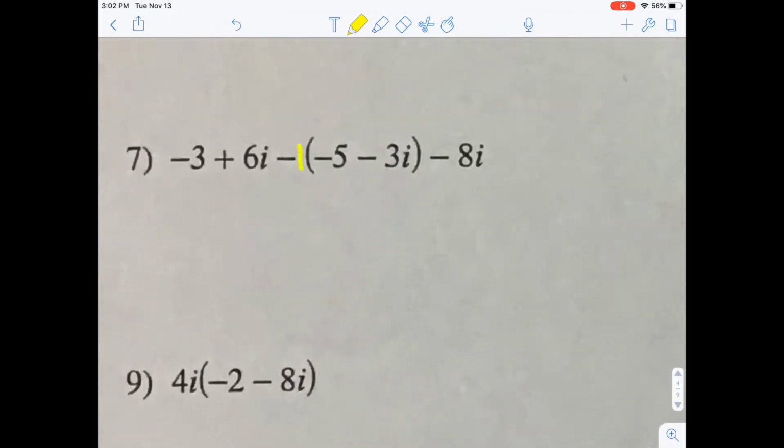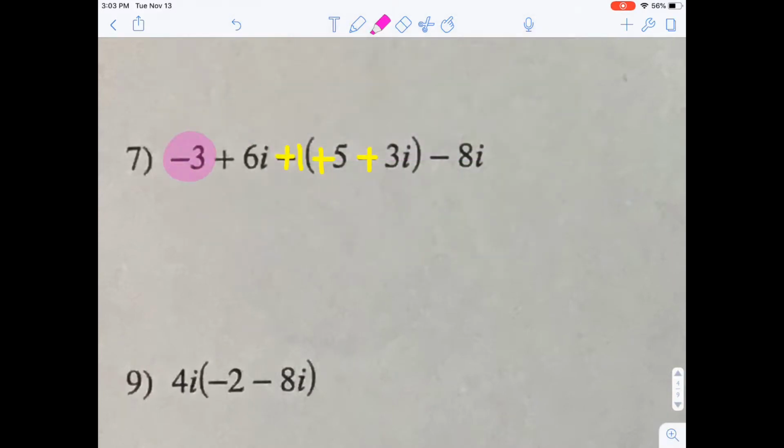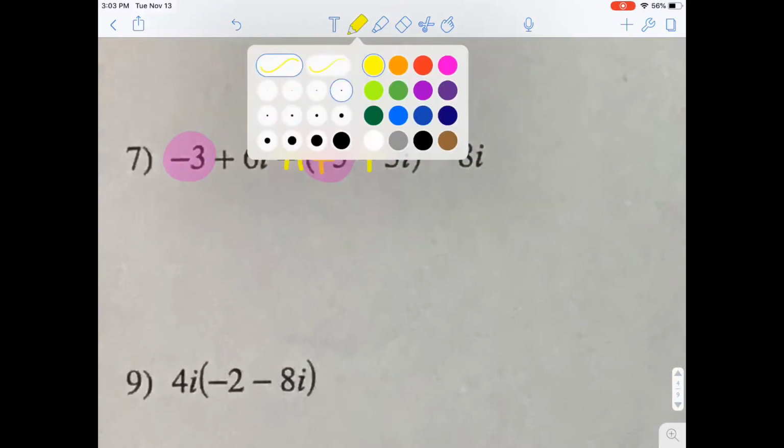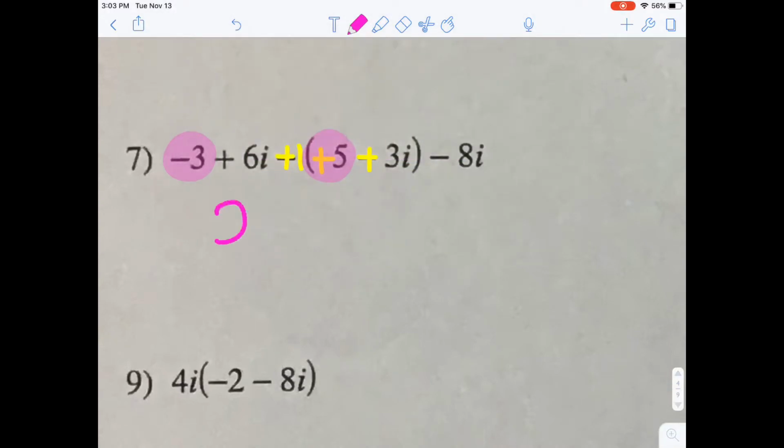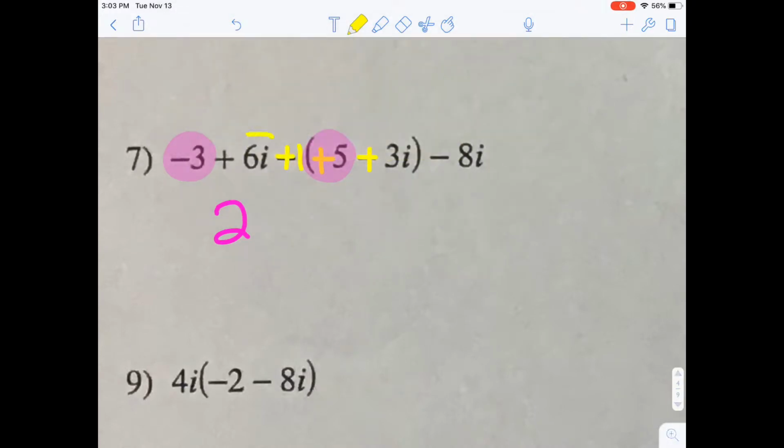Well, we have a -1 we have to distribute here. We're actually going to apply the -1 rule, and when we do that, it simply changes the signs inside of the parentheses. So let's combine our real numbers, -3 and 5. Well, -3 plus 5 is 2. That is my real component to the complex number. Let's combine our imaginary numbers. 6 plus 3 is 9i, but 9i minus 8i is going to be positive i, or positive 1i.